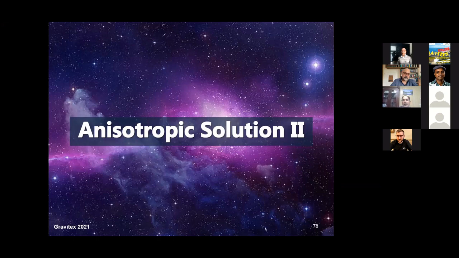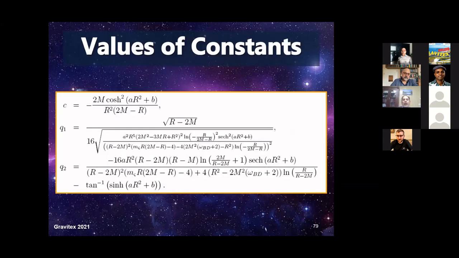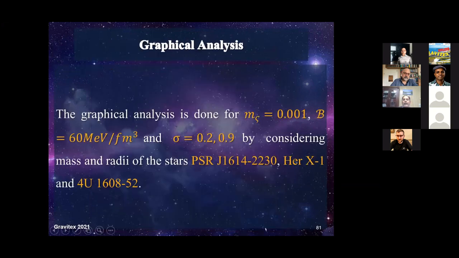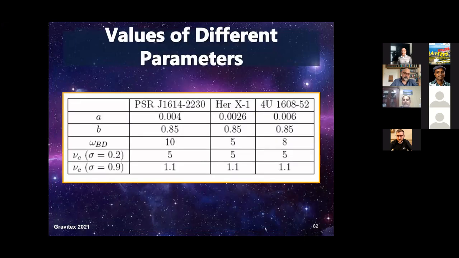Similarly, we can discuss anisotropic solution 2. Values of constants can be found through the matching conditions. Now we apply the MIT bag model to solution 2, and we have this condition here. Sigma 4, 5 are given here. And again, we can check the graphical analysis of this solution by taking these values of mass, bag constant, and decoupling parameter, again for the 3 stars. This is the table which indicates the different values of the parameters for 3 different stars.